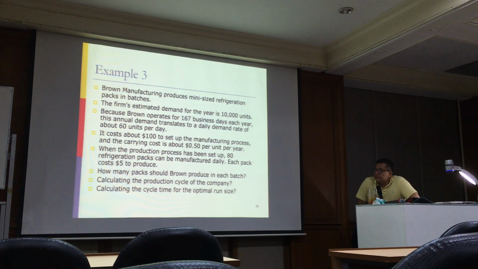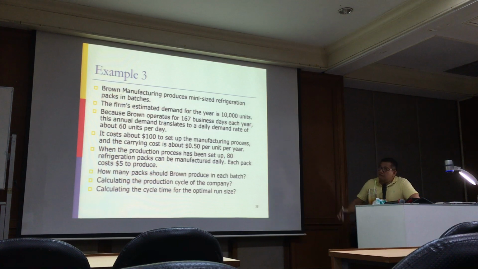When the production process has been set up, many refrigeration packs can be manufactured daily. Each pack costs $5 to produce. So there are 3 questions here. How many packs should Brown produce in each batch? Calculate the production cycle of the company. Calculate the cycle time for the optimal run size.